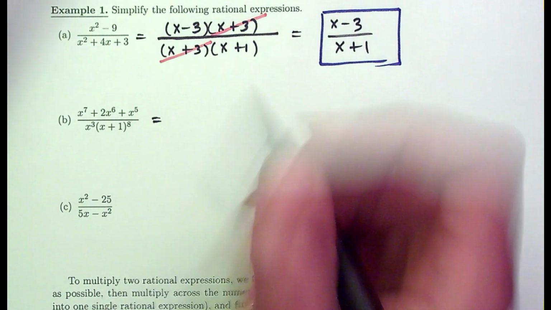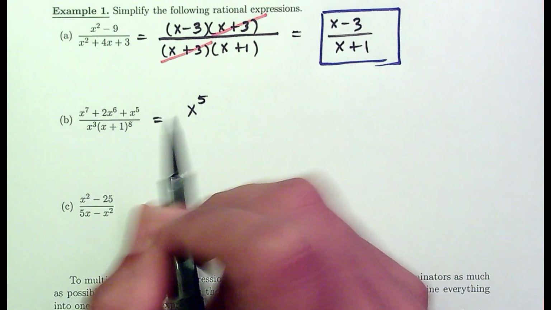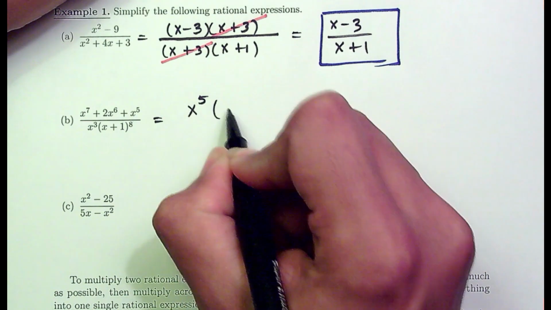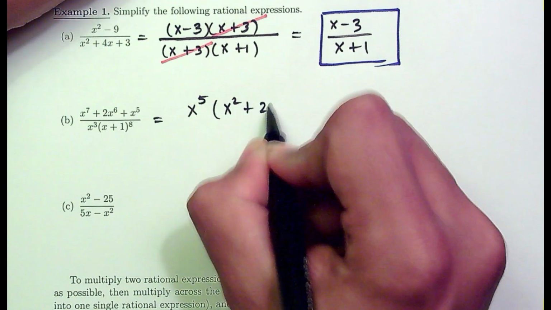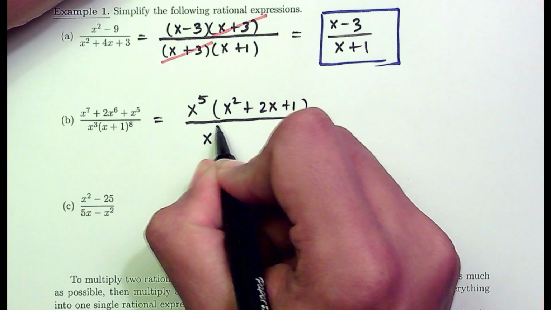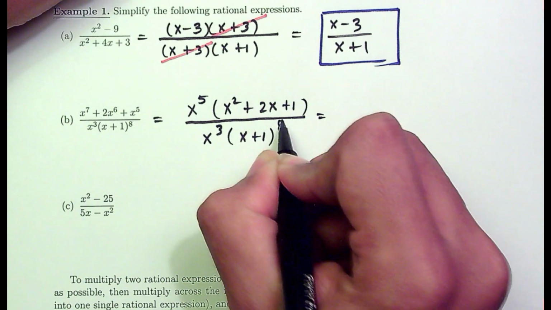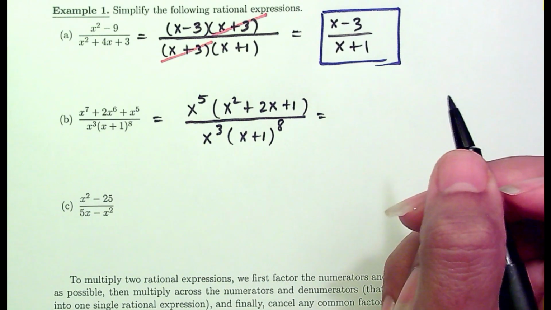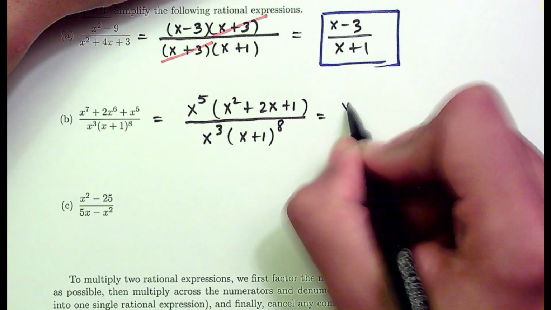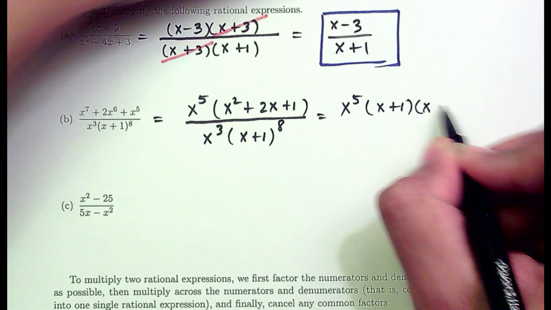The top factors as, well, you have to pull out the GCF first, which is x to the 5th. You see, x to the 5th is the GCF of the top, so factor it out, and then you would get x squared plus 2x plus 1. All that, and then there's nothing to do to the bottom because it's already factored. Now we can keep going on the top. We can factor the top more. The top factors as x to the 5th, (x plus 1)(x plus 1).